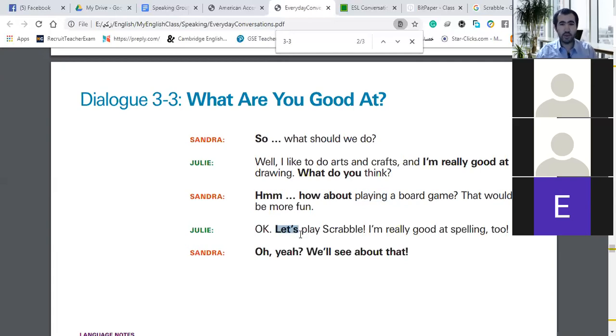If you agree, you say 'Let's play Scrabble,' like I want to play Scrabble and I want you also to play Scrabble. And 'We'll see about that' means we'll see if I agree or not. Okay.